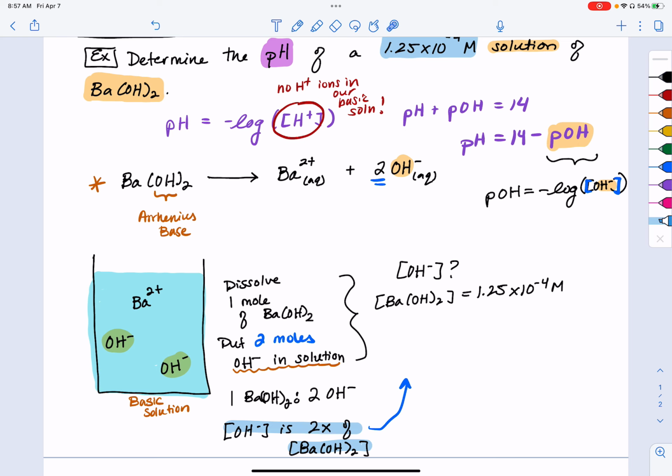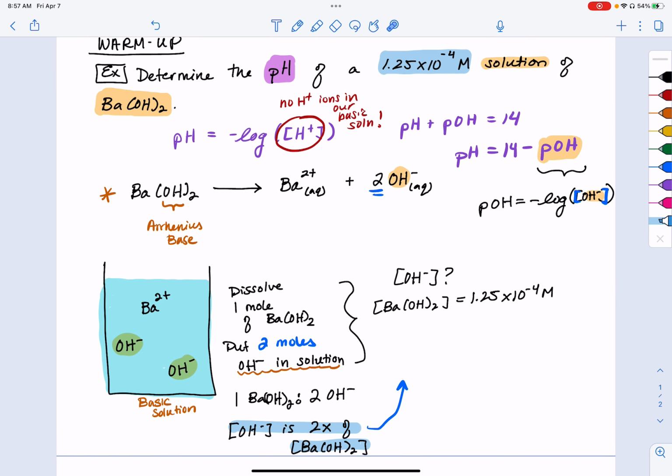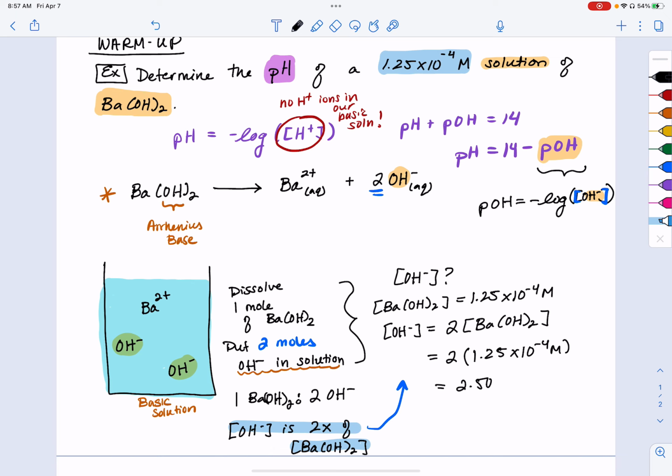And as we said down here from our analysis of the dissociation of barium hydroxide in solution, we know that our hydroxide concentration is twice that of the concentration of barium hydroxide. So this is twice of 1.25 times 10 to the negative 4 molar, or 2.50 times 10 to the negative 4 molar.